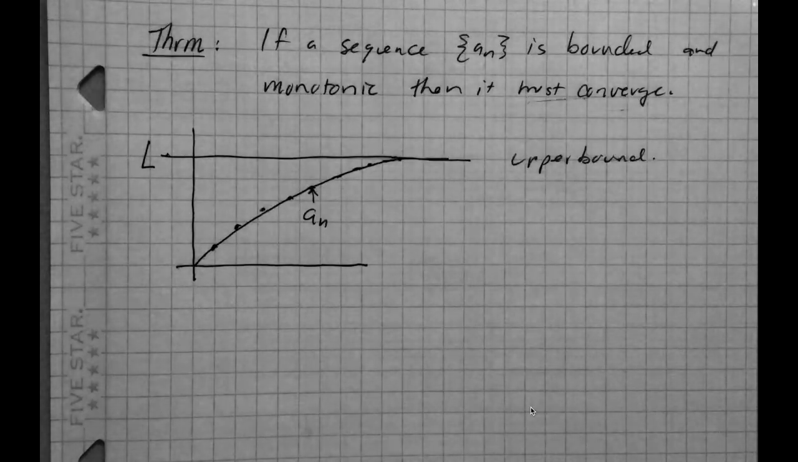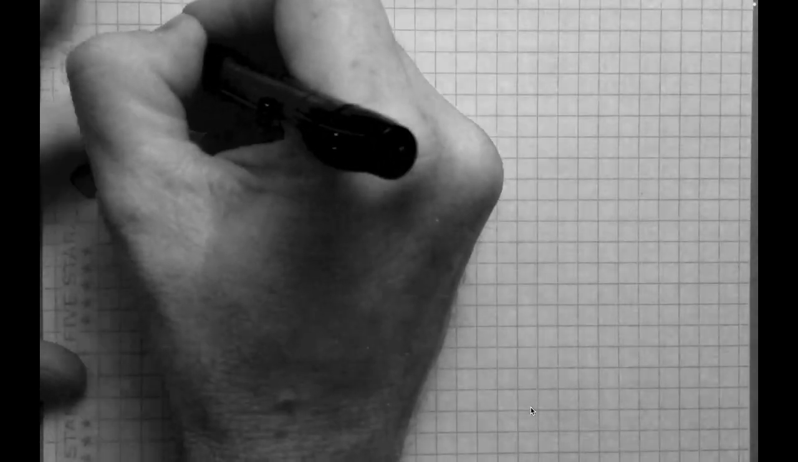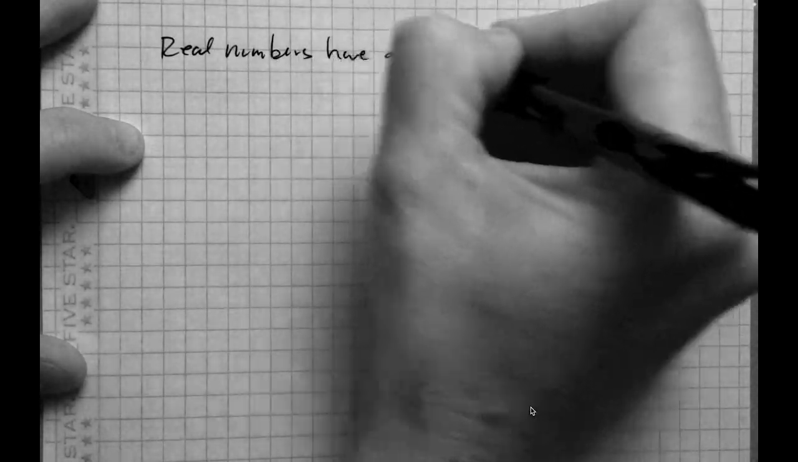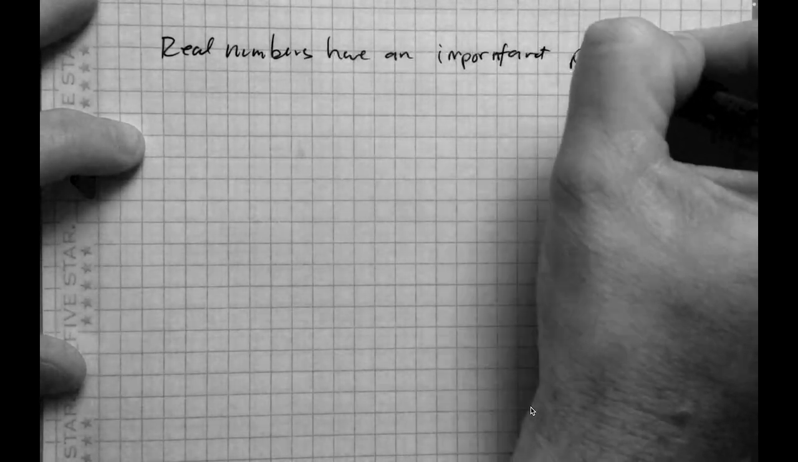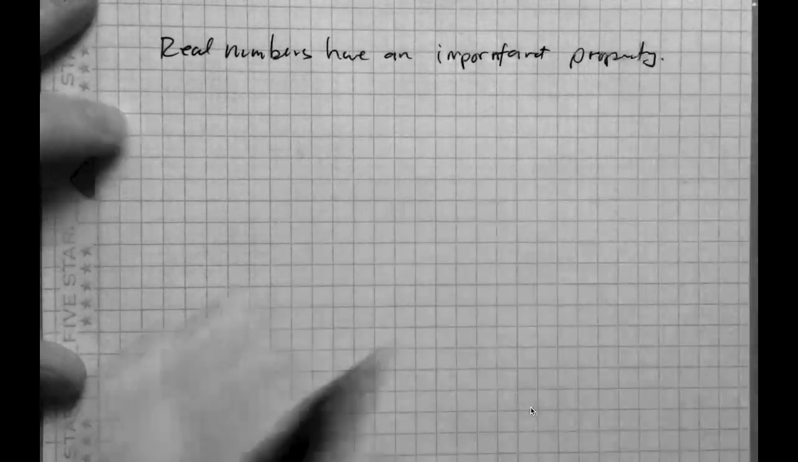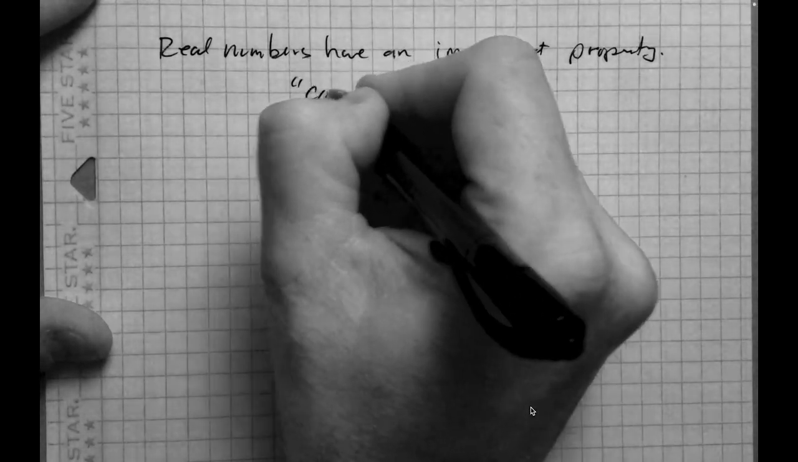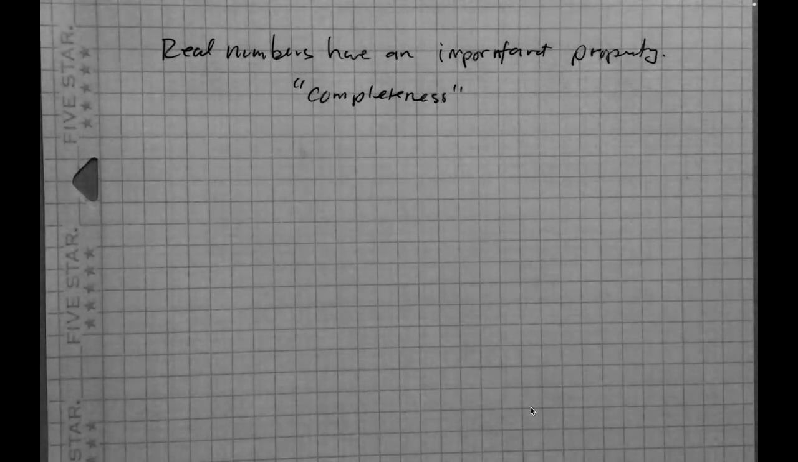Okay, so let's talk about this least upper bound idea. This is something that is a big opening concept in real analysis. So real numbers have an important property, right? And that property is usually termed completeness, right? So completeness.